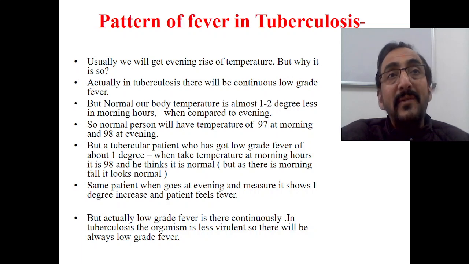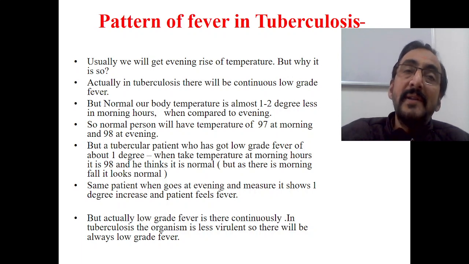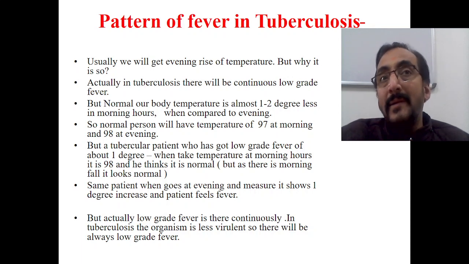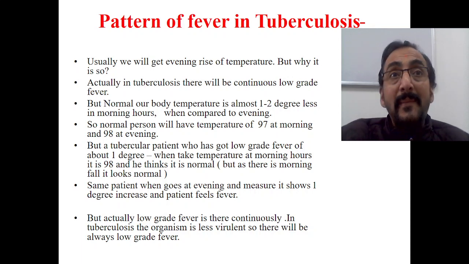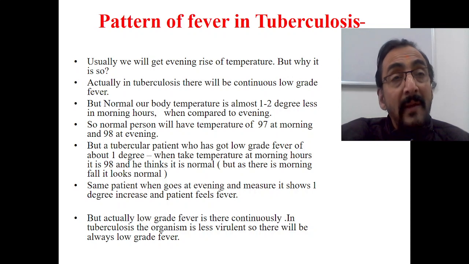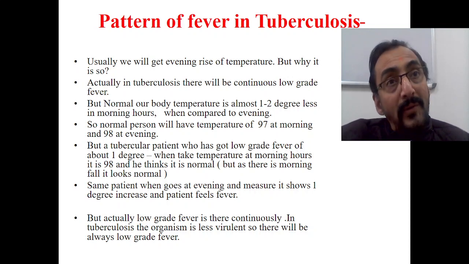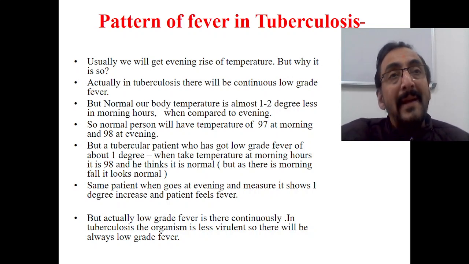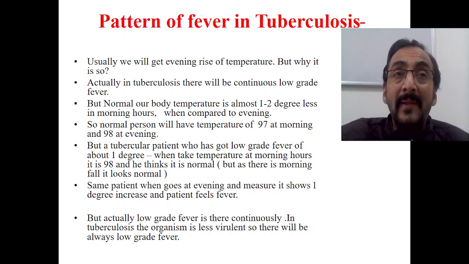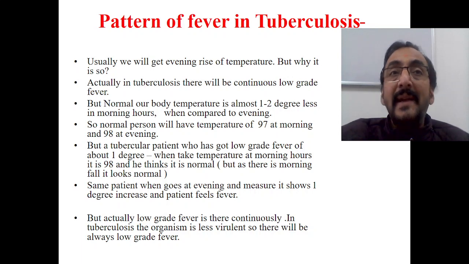But when you take the same patient's temperature in the evening hours, he will have 99.6, because in the evening hours a normal person's temperature is 98.6, and with 1 degree higher low grade fever it shows 99.6. So we assume that in the morning hours there is no fever and in the evening hours there is fever. But actually he has a low grade fever round the clock. As the temperature in the morning hours normally comes down by 1 to 2 degrees, we count 98 as normal.